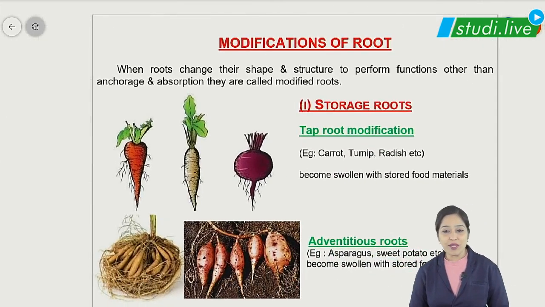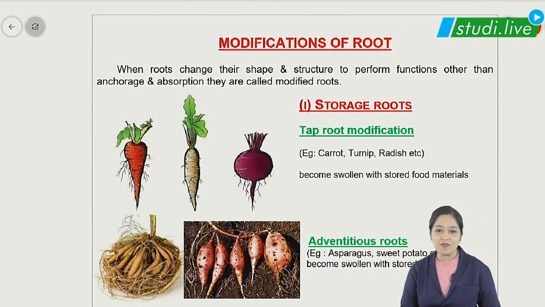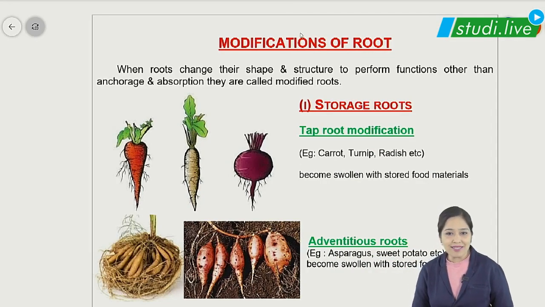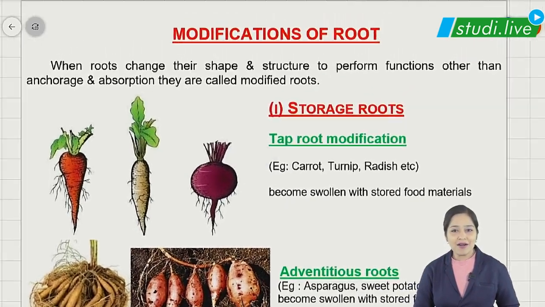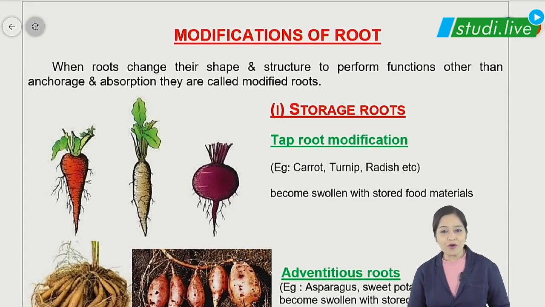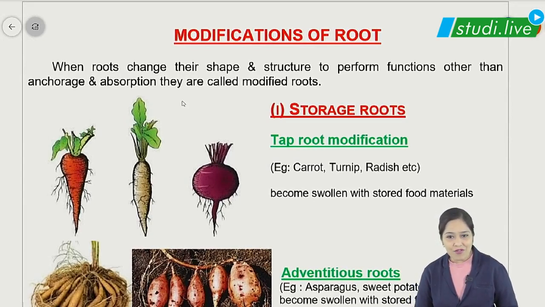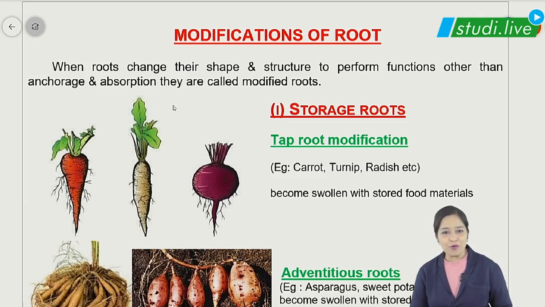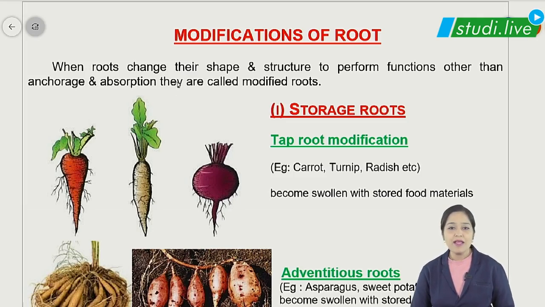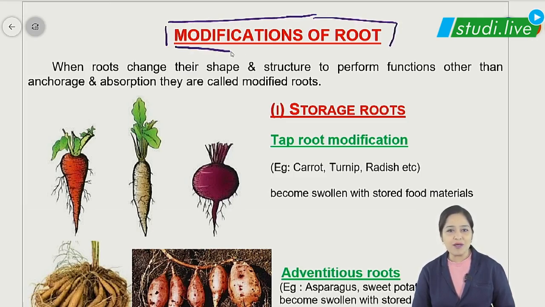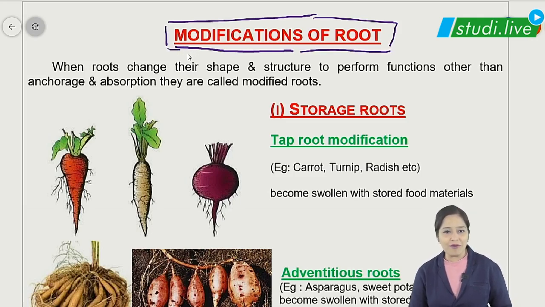Now with this, we are moving on to the modifications of the roots. Like we have already seen, the basic function of the root is fixation and absorption of nutrients. And now here we are going to see some special functions which the roots perform, because they are undergoing certain changes from their normal functions. The normal functions we have seen: fixation of the plant into the soil and supply of water and minerals.